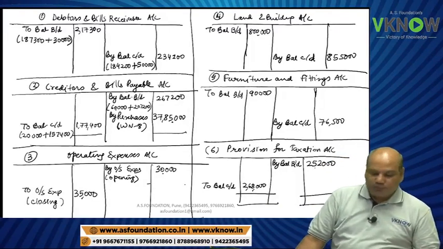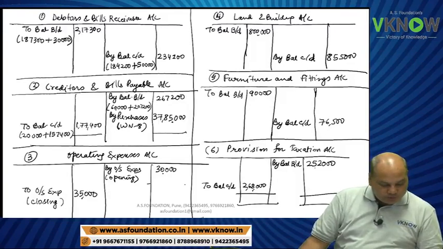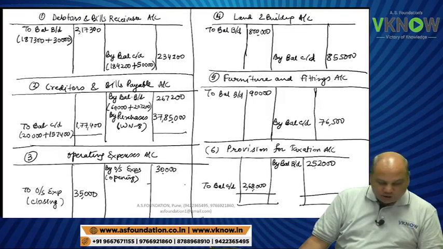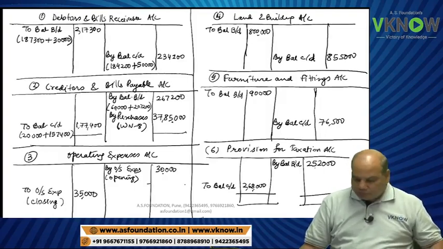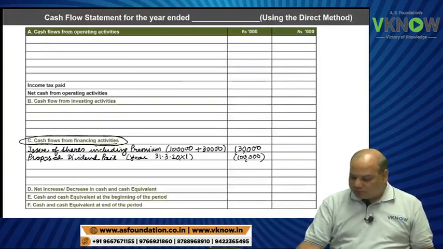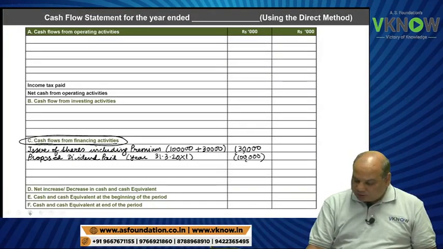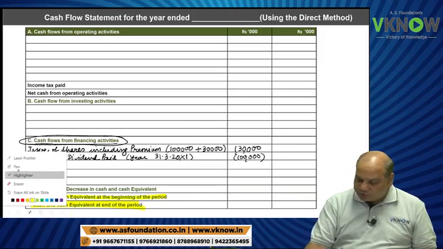Any query now? No query. This is a very important question on the screen. And now we have cash in hand, cash at bank. Add both the items together. Cash in hand, cash at bank will come in cash and cash equivalent at the beginning and at the end on the screen, last 2 points.